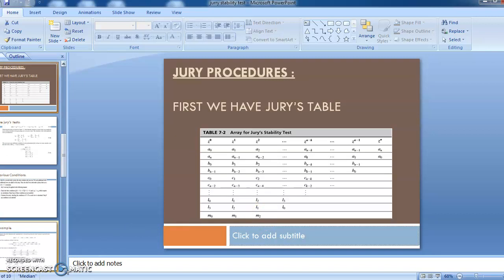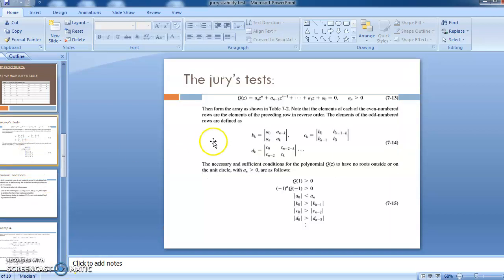Now after that, from this table, what will we have to check, right? Now see, this is your characteristic equation. From this characteristic equation you have just made the Jury table, right? Now see here, this is the value of bk.